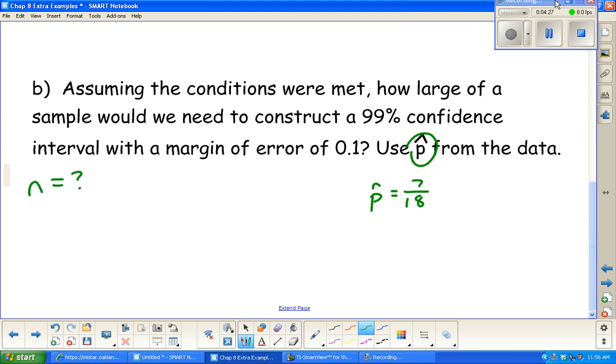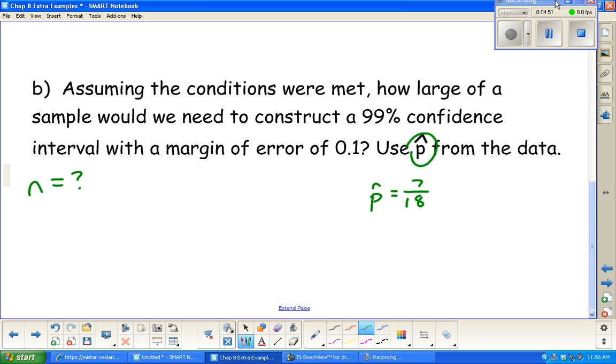If we didn't have the sample yet, and we had a problem like this and did not have a p hat to use, that's when you would use 0.5 for p hat, because that gives us the most wiggle room. It's the best possible scenario to make sure we don't underestimate anything. 0.5 is the optimal one to use in this type of problem. But we're going to go ahead and use the 7 out of 18, because we had that.